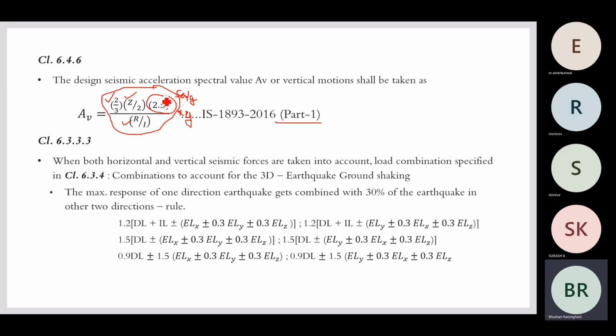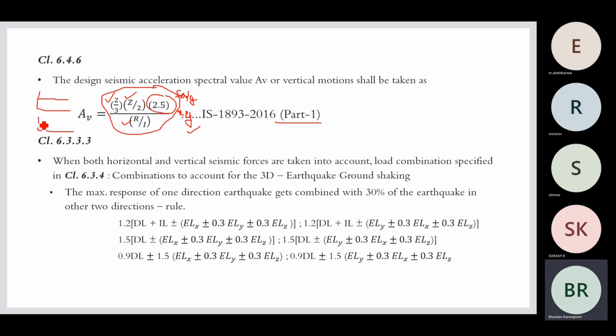In the define function of ETABS, you have one definition for the function and another for the load case definition. In the load case definition, you have a g factor. In ETABS, in the load case, you will get g, which will be multiplied and converted into acceleration. So what you have to define is 2/3, Z/2, 2.5 divided by R/I. If your R is 5 and I is 1 or 1.2, with the zone factor, that will be a constant line. This will be your acceleration graph.